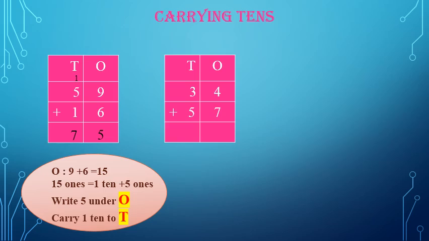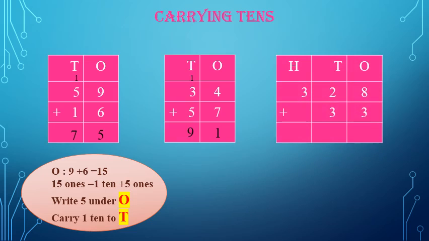34 plus 57. Count 7 fingers after 4. 5, 6, 7, 8, 9, 10, 11. So write 1 in ones column and 1 is carried over to the tens column. 5 plus 3, 8 and 8 plus 1 is equal to 9. So what is your answer? 91. One more example we will see.